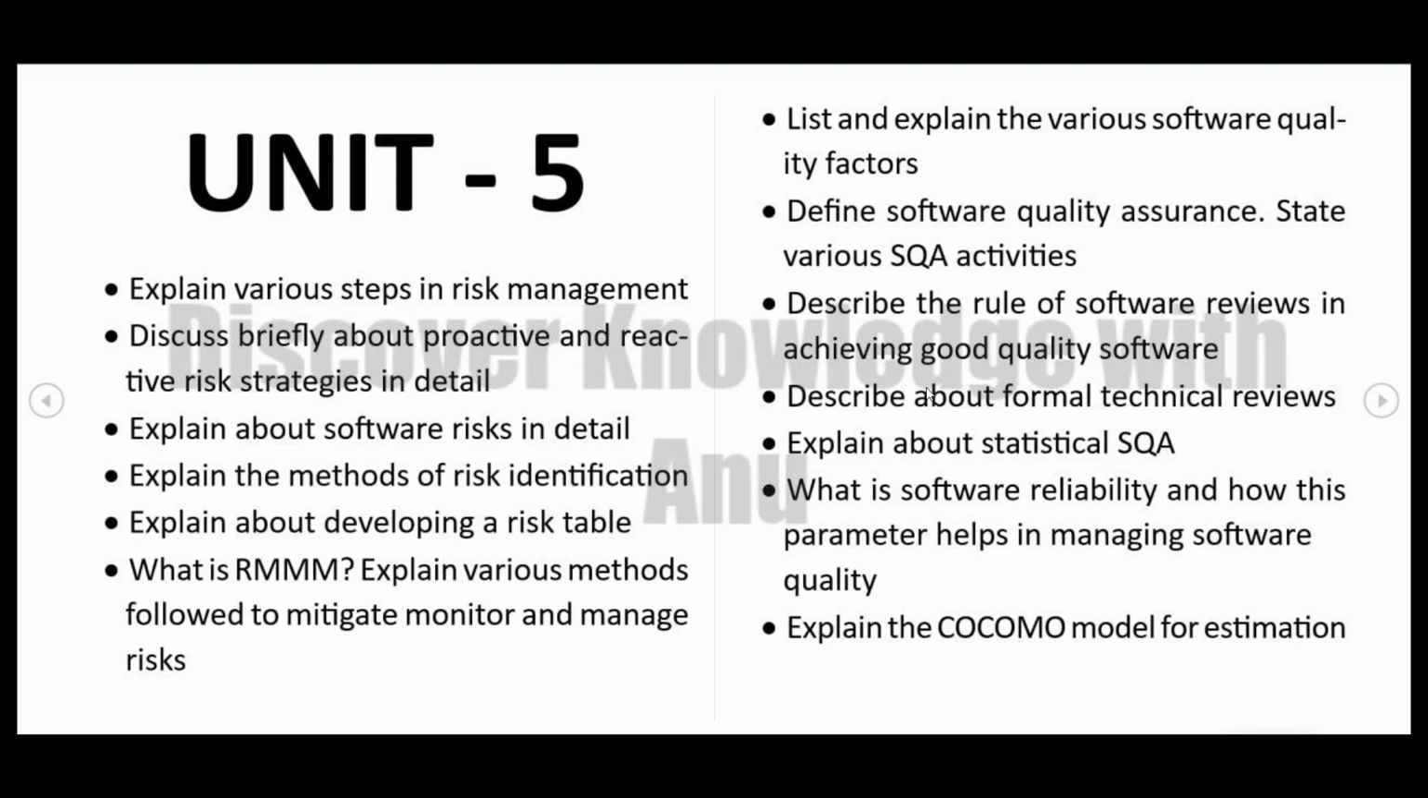So overall from unit 5, the important ones are software risk and the differences between proactive and reactive risk, and one more is software quality, that is, software reviews in achieving good quality software, and one more is formal technical reviews, and the final is managing software quality, that is, software reliability. So these topics are important from unit 5.